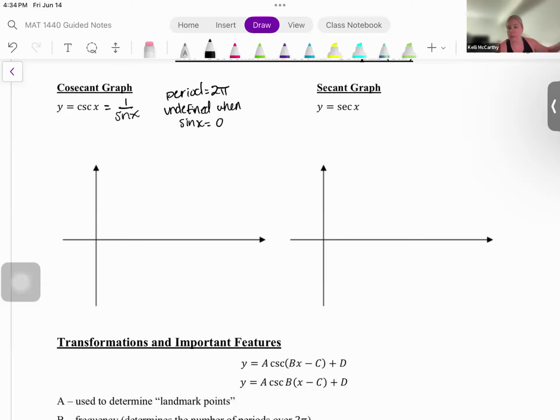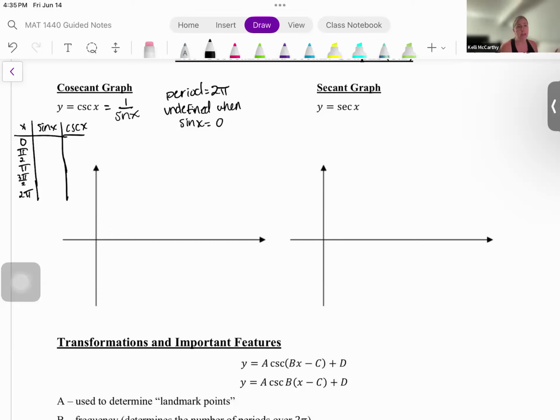So in the previous video, when we looked at tangent and cotangent and we had those vertical asymptotes, we're going to have them here in cosecant and in secant. Actually, we're going to build our table a little differently. We're going to use those same values for x for our landmark points that we used for sine of x. So 0, pi over 2, pi, 3 pi over 2, and 2 pi.